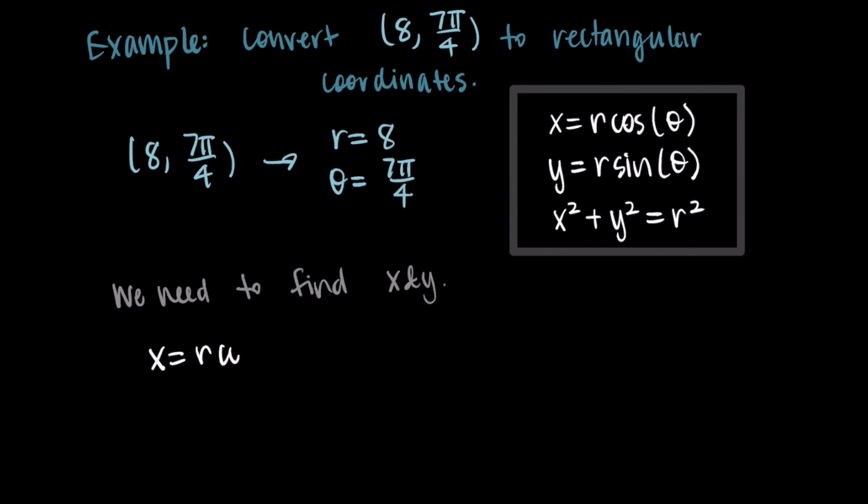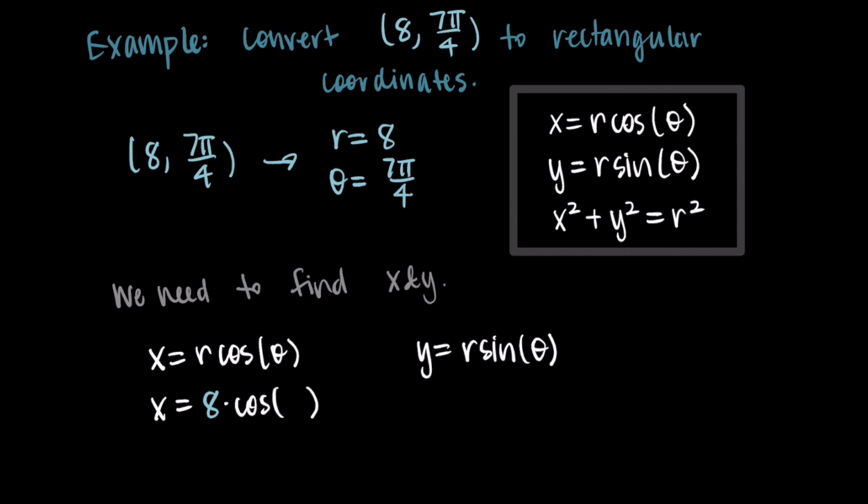And I'm going to use the formulas that x is equal to r times cosine of theta, and y is equal to r times sine of theta. And I'm just going to replace r and theta with their corresponding values. So I have that x is equal to 8 times cosine of 7π/4, and y is equal to 8 times sine of 7π/4.